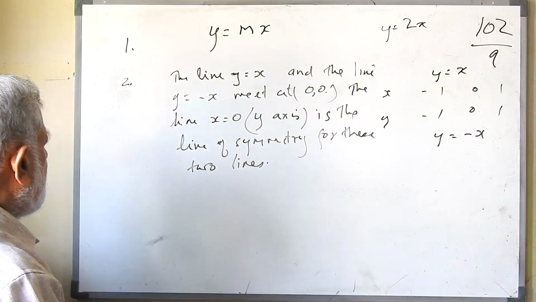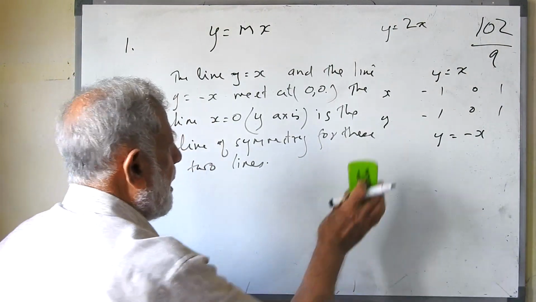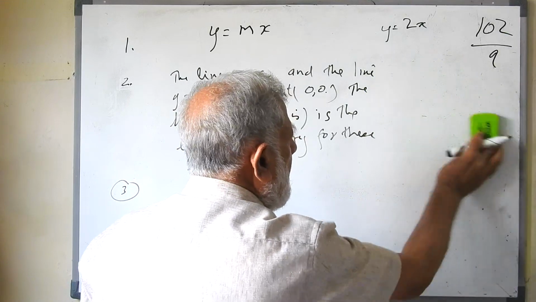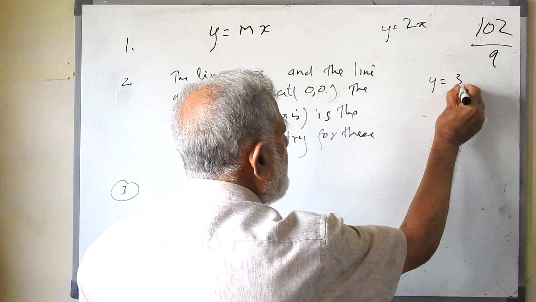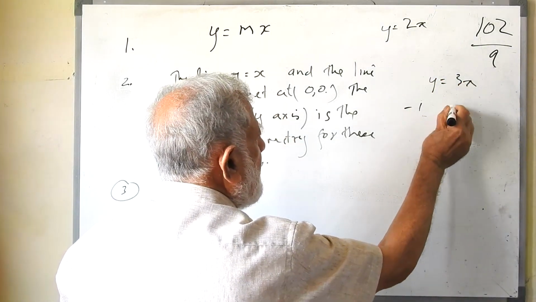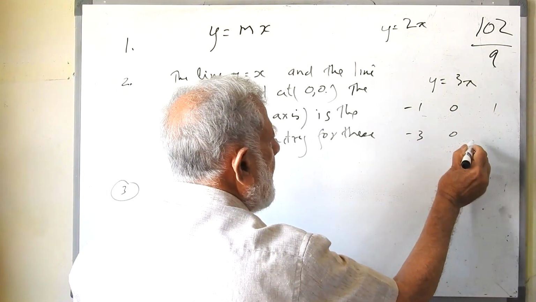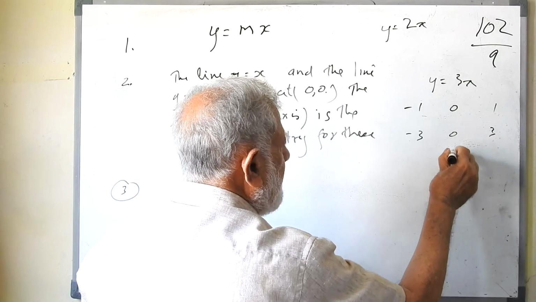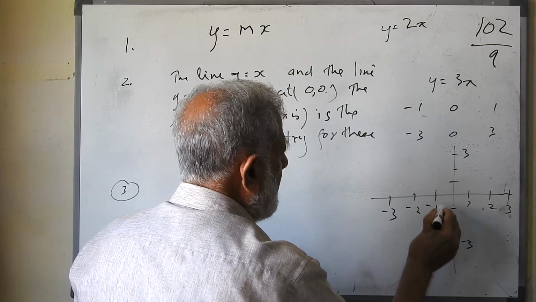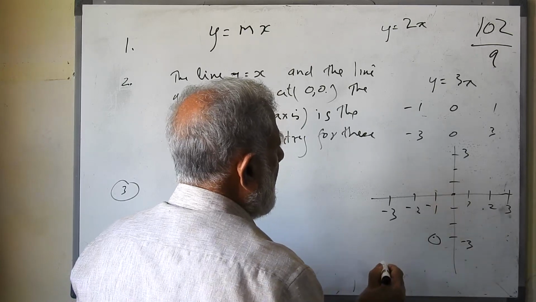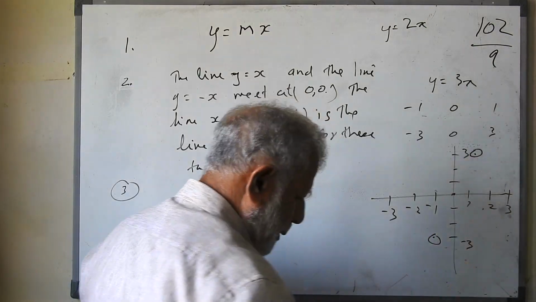Then for point number 3, suppose we have drawn a line. We draw a graph y is equal to 3x. For x equal to minus 1, 0, 1, we get y equal to minus 3, 0, 3. To draw the graph, minus 1, minus 3 here, 0, 0, and 1, 3 here. You will get a graph like this.